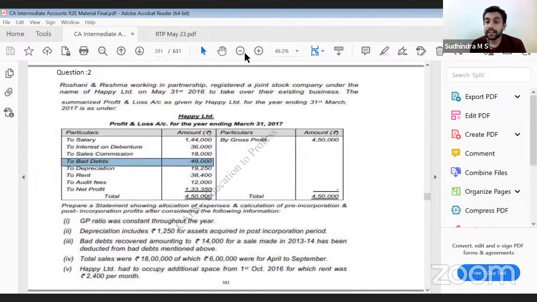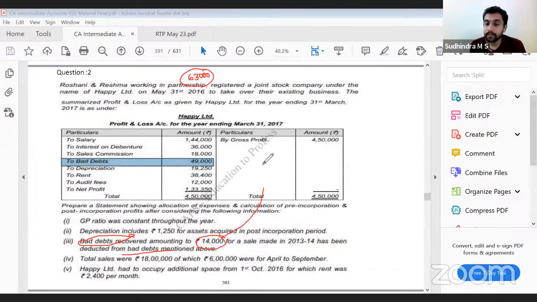Information given in the bad debts. Yes. So, what have they given us? Bad debts recovered has been adjusted in the bad debts. What should we do? Add back. So 49,000 plus 14,000, you get 63,000 as bad debt expenditure. What happens to this bad debt recovery?